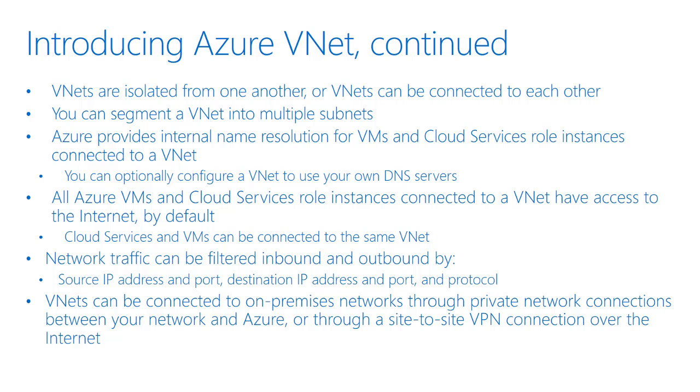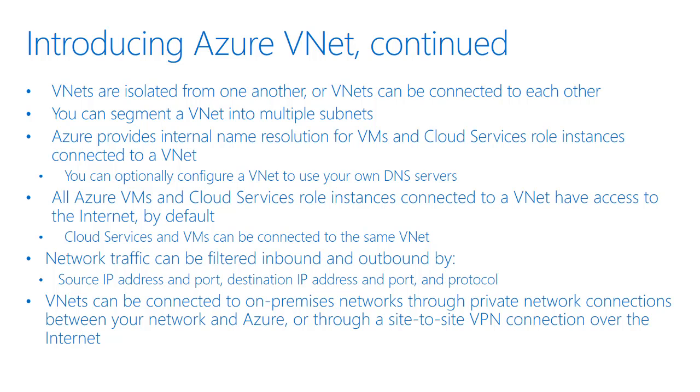So here are some key concepts about Azure Virtual Network. First, the VNets are isolated one from another. You can create separate VNets for development, testing, production that use the same CIDR, which stands for Classless Internet Domain Routing, address blocks. Conversely, you can create multiple VNets that use different CIDR address blocks and connect networks together. You can segment a VNet into multiple subnets.